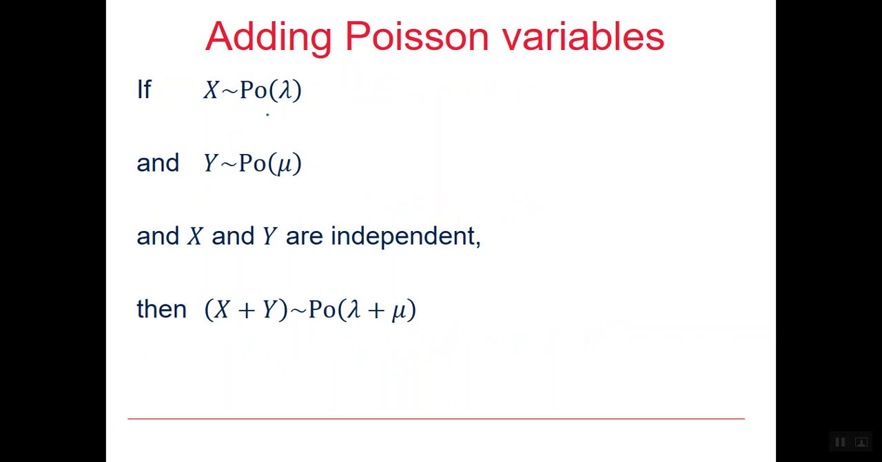Now let's look at what happens when we need to add Poisson variables. So for example, if x was the number of cars passing in 5 minutes and y was the number of vans passing in 5 minutes, if we're interested in finding the probability of the number of cars and vans passing, we're able to just add our two parameters. And this feels quite intuitive.